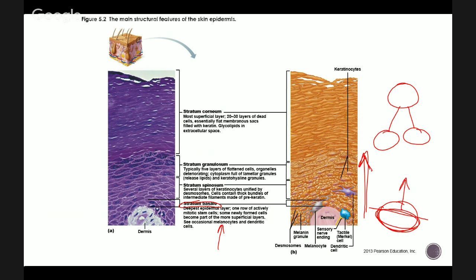So the newly formed cells become part of the more superficial layers. What they used to call this layer back in the day, the older term for this, is called the stratum germinativum. It's a long term. Maybe that's why they got rid of it.